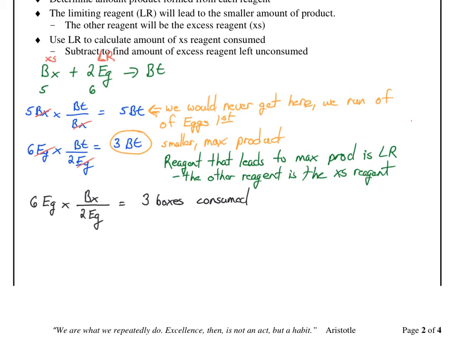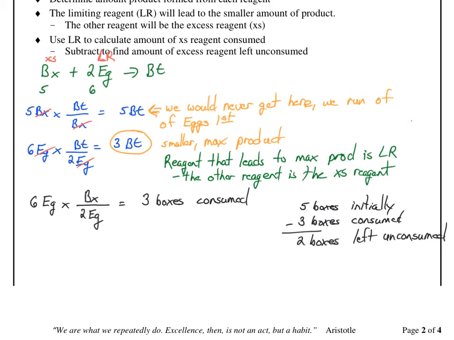And all we need to do is subtract to find out the amount of excess reagent that's left unconsumed. And that's what we've done here. We've started with our initial reagents, subtracted out the amount that's consumed, and we know how much is left.